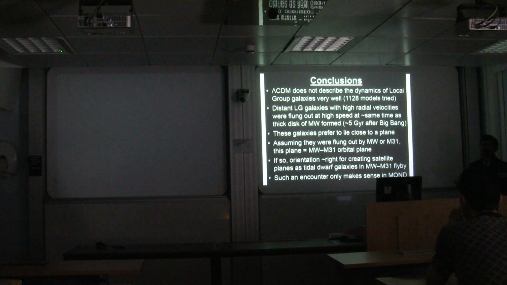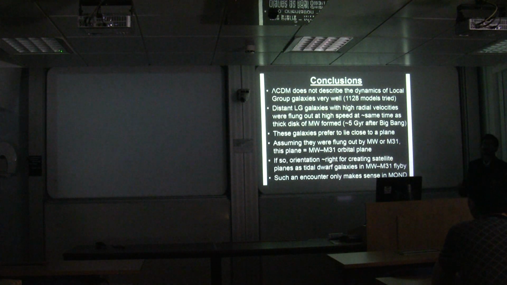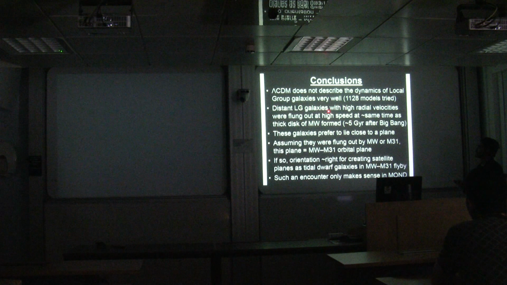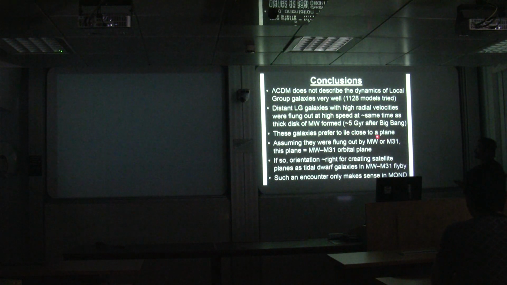If you also use MOND, then you'll see that there's a third coincidence, which is that a Milky Way and Andromeda flyby in MOND would have been at about that time as well. These galaxies, about 6 of them, lie close to a plane, which, if they were actually flung out by the Milky Way or Andromeda, the only 2 galaxies heavy enough to plausibly do that, then that plane would have to be the Milky Way Andromeda orbital plane, right? If you've understood things right.